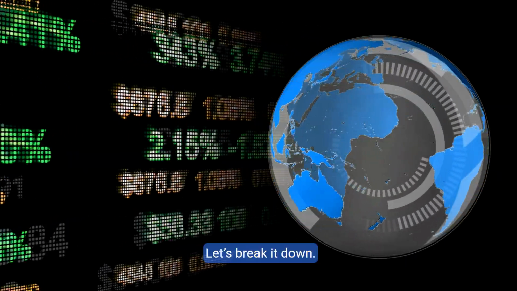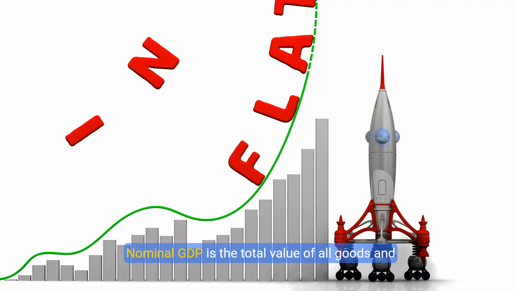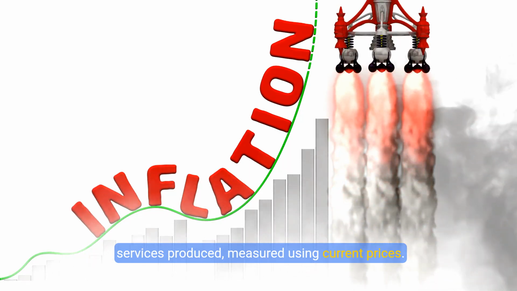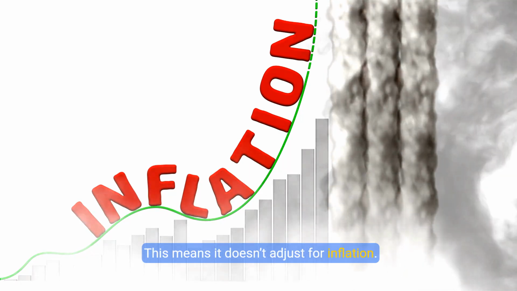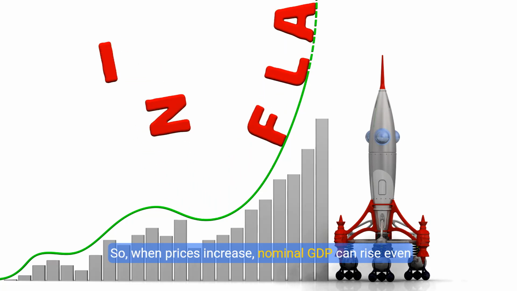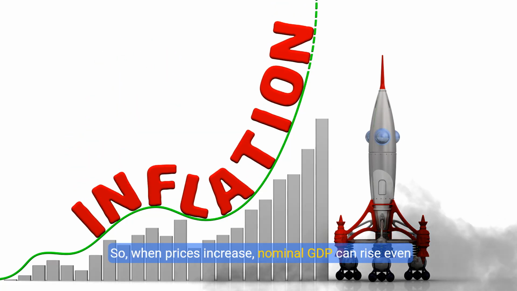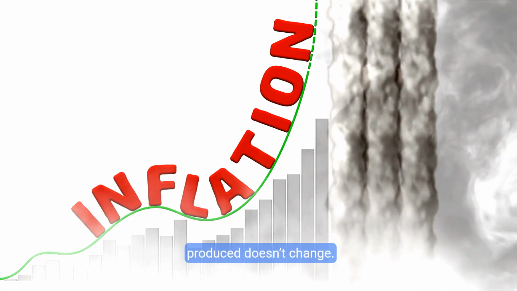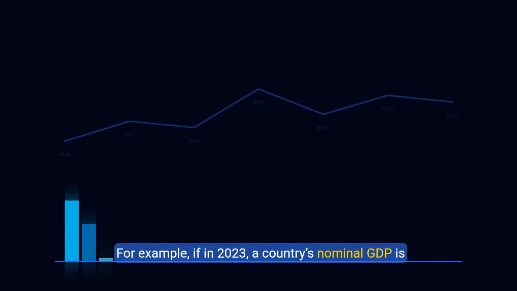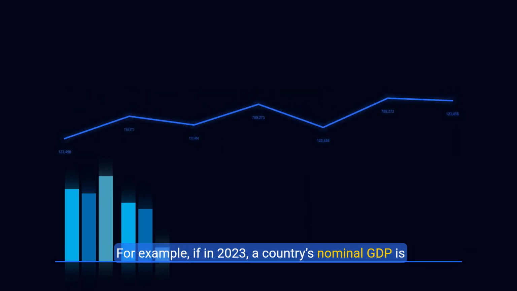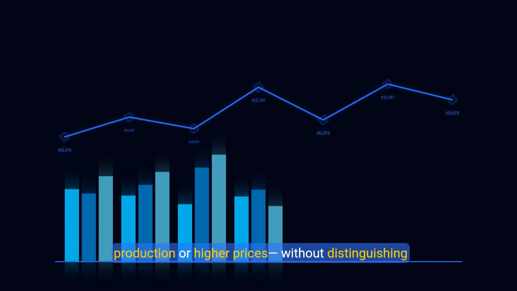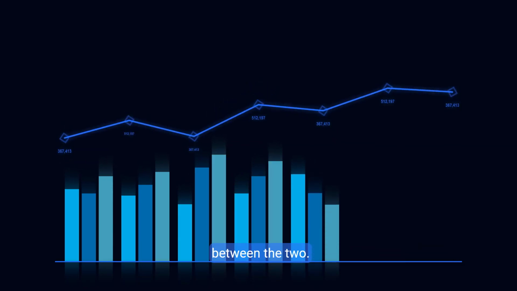Let's break it down. Nominal GDP is the total value of all goods and services produced, measured using current prices. This means it doesn't adjust for inflation. So when prices increase, nominal GDP can rise even if the actual quantity of goods and services produced doesn't change. For example, if in 2023 a country's nominal GDP is $10 trillion, this could reflect either higher production or higher prices without distinguishing between the two.